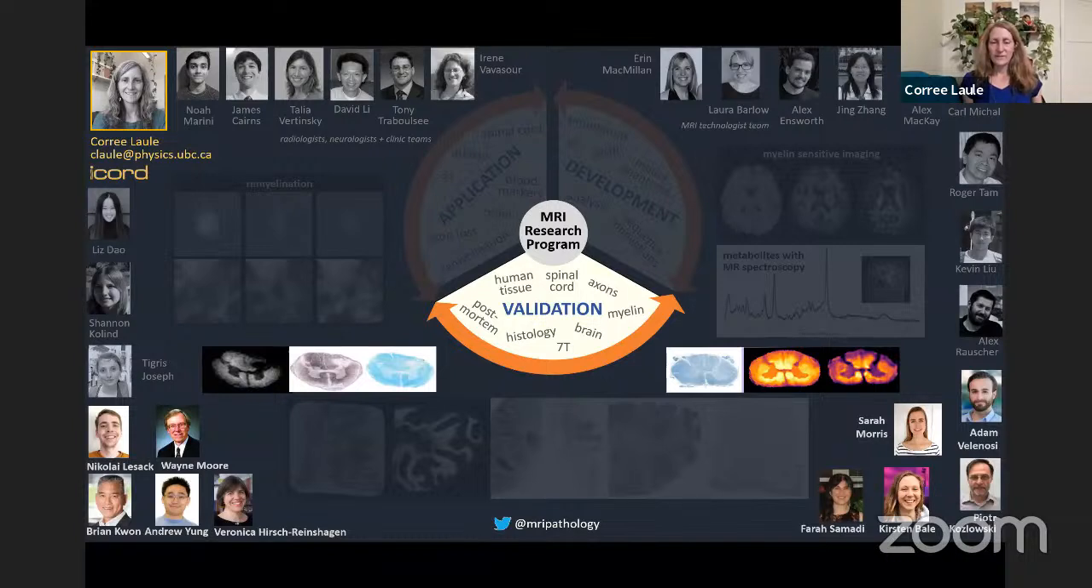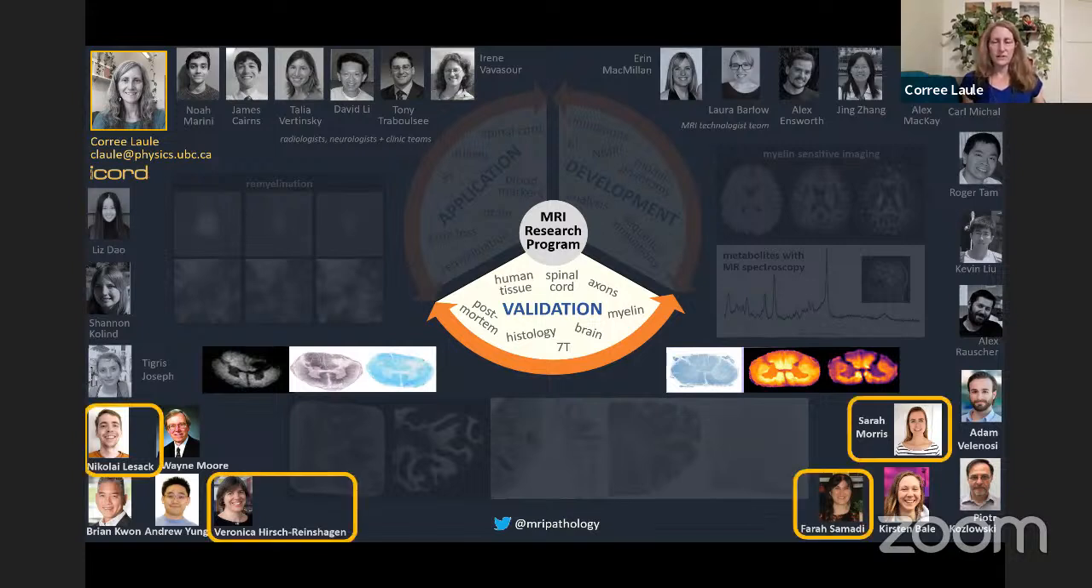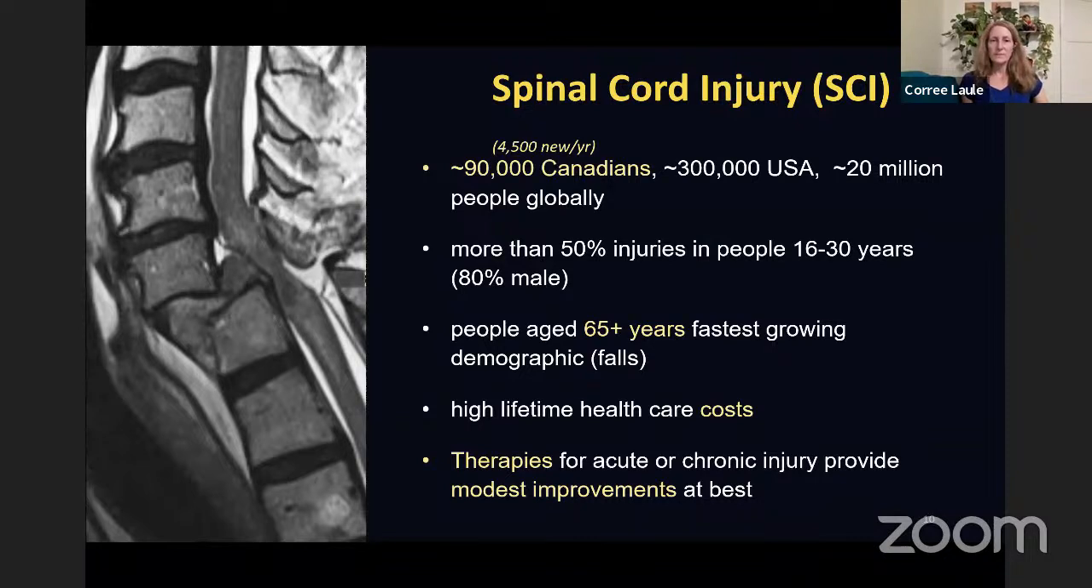So for the first part of the talk, I'm going to talk about some of the validation work we've been working on recently. This is a spinal cord injury project, and these are the key people that have been involved with that. Sarah was a PhD student that really led this work. She graduated recently, and Nikolai has now taken that over. Farah is the histotechnologist on the project, and then Veronica is now taking over as the main neuropathologist for this project.